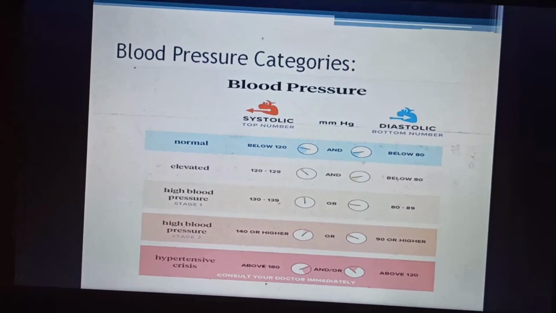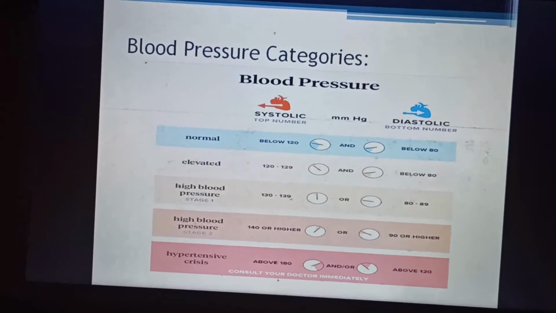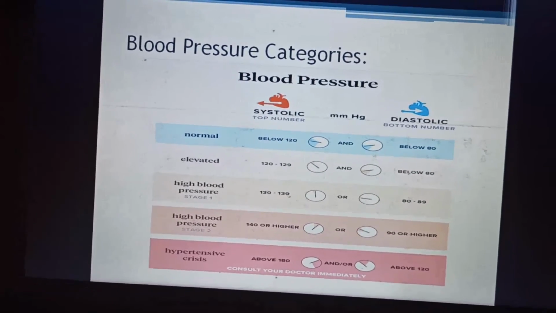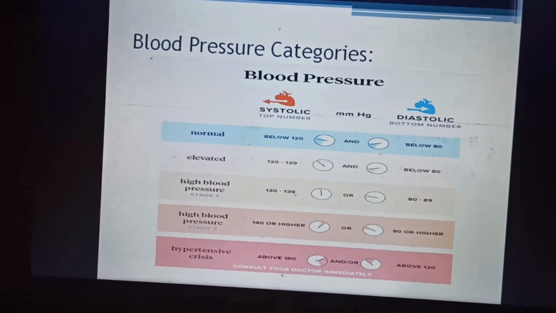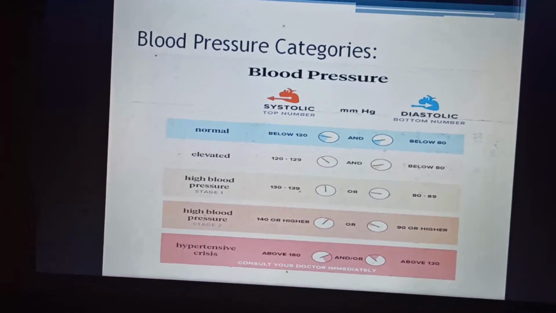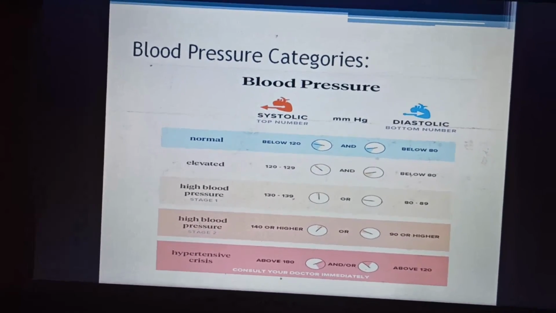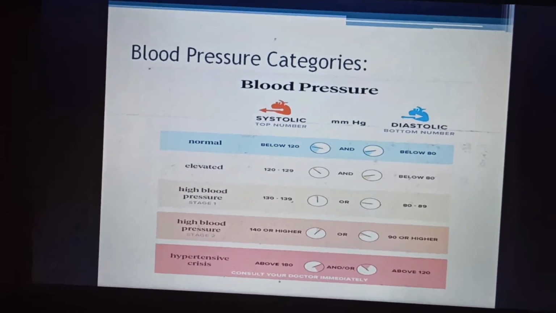Systolic blood pressure indicates how much pressure your blood is exerting against your artery wall when the heart beats. And diastolic pressure indicates how much pressure your blood is exerting against your arterial wall while the heart is resting between beats.